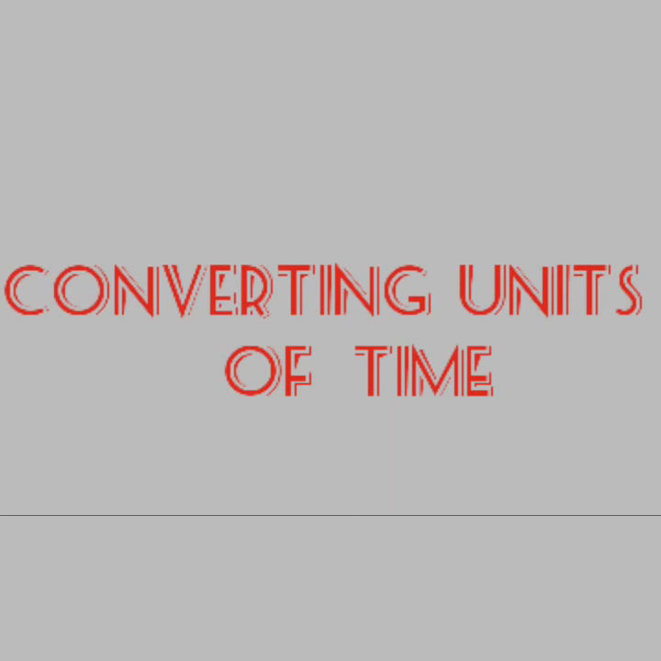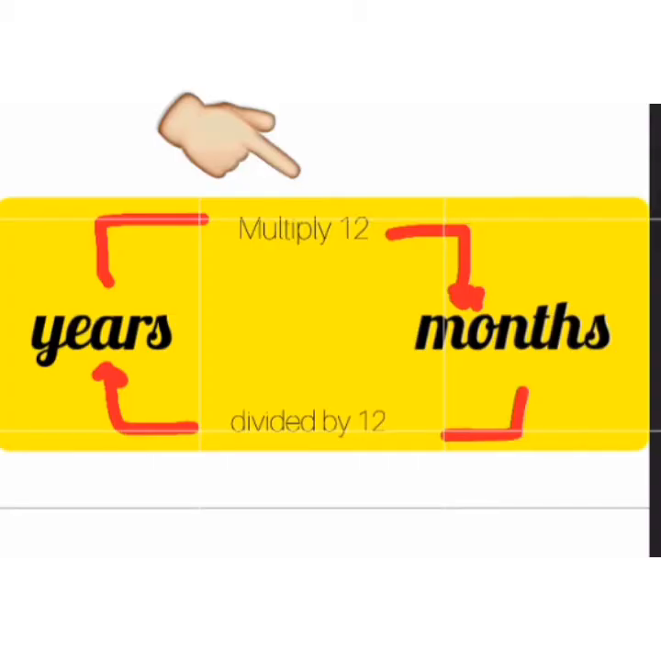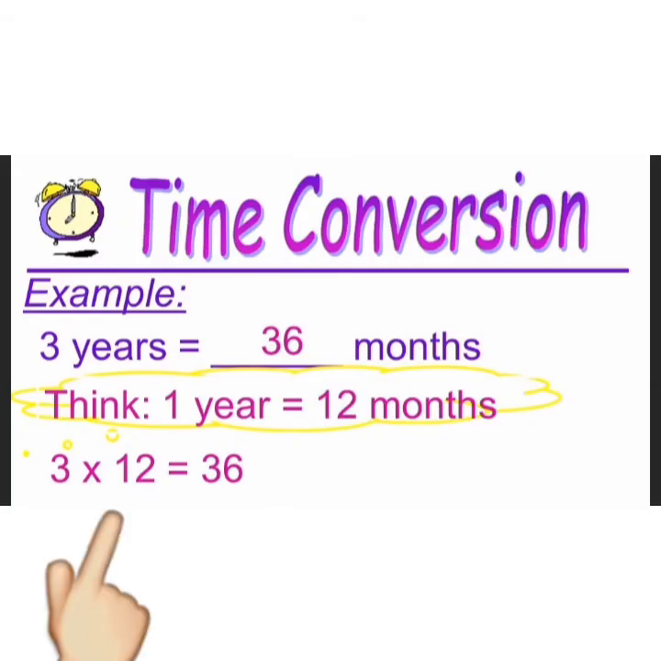Now we move to the next topic, in which we will learn how to convert units of time. So look here, students, when we move from years to months, we multiply by 12, and when we move from months to years, we divide by 12. We take an example: 3 years equals how many months? Firstly, remember 1 year equals 12 months, and as we move from years to months, we multiply by 12. Like 3 multiplied by 12, you will get 36 months.